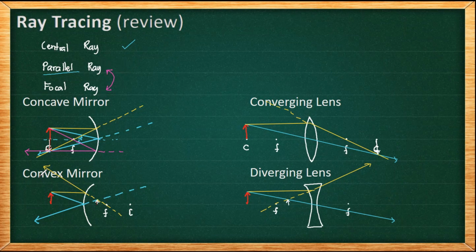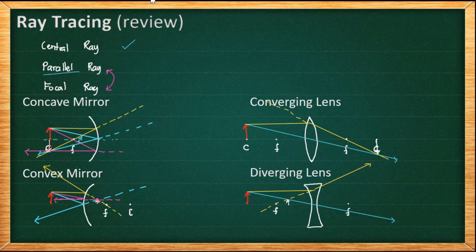For a convex mirror, we cannot really hit the focal point because it's on the other side. But what we do is just try to hit the focal point, even though we know we cannot really hit that. But because of this mirror here, what will happen is that it will be reflected parallel. Oh, this should be a straight line. It will be reflected parallel as if it comes from this position. So again, you have the same intersection point.